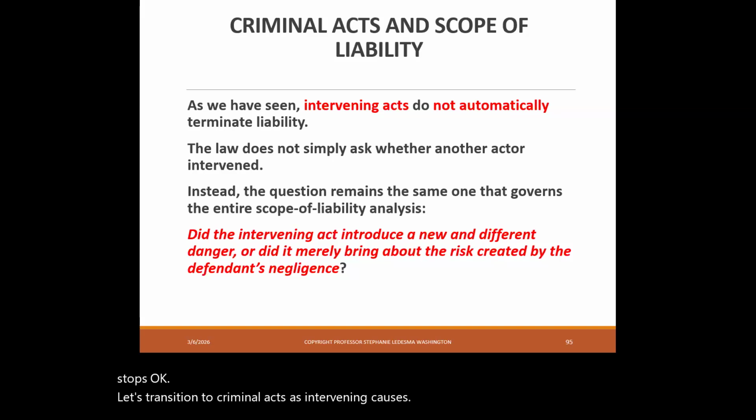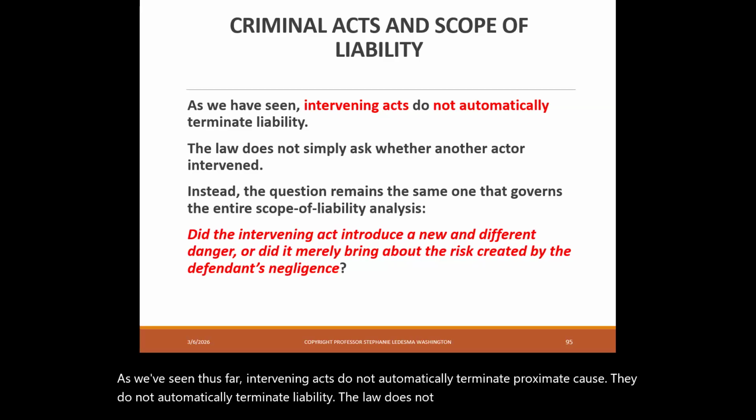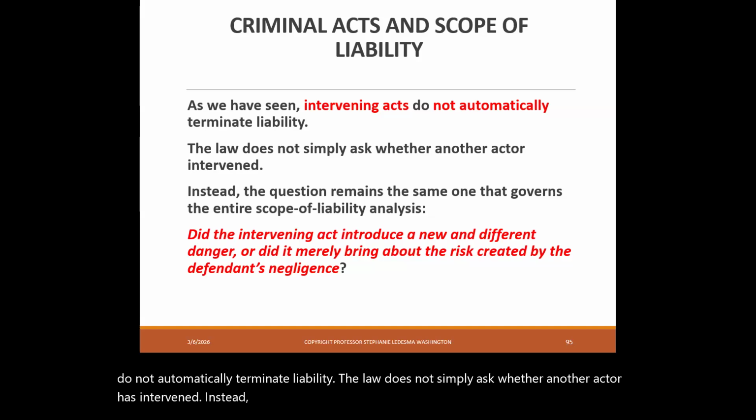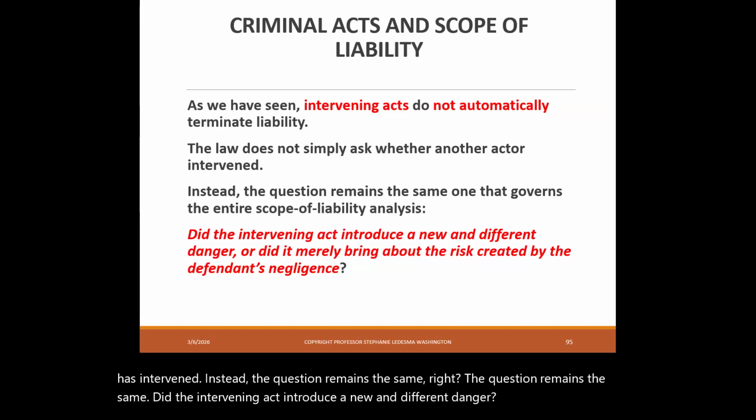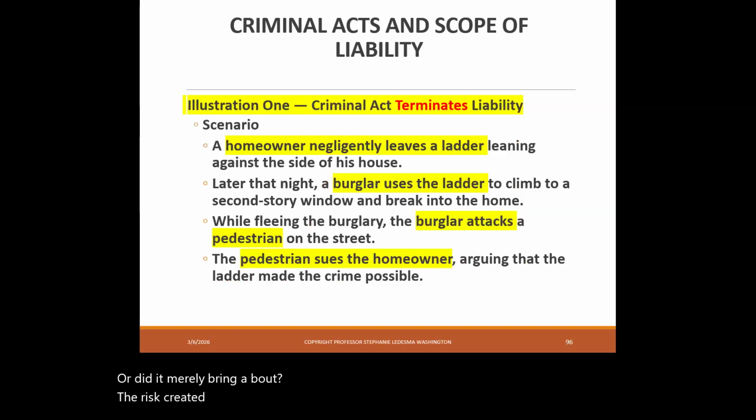As we've seen thus far, intervening acts do not automatically terminate proximate cause. They do not automatically terminate liability. The law does not simply ask whether another actor has intervened. Instead, the question remains the same: did the intervening act introduce a new and different danger, or did it merely bring about the risk created by the defendant's negligence? I'll give you 2 illustrations of criminal acts.